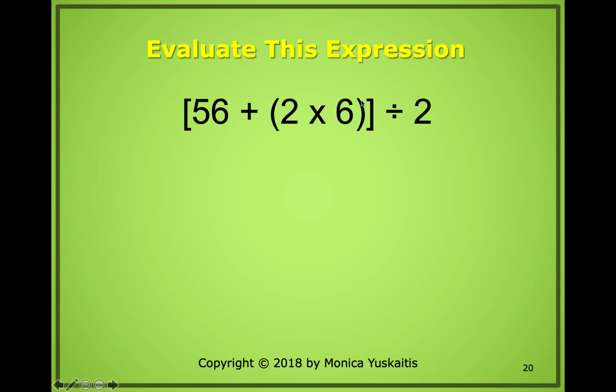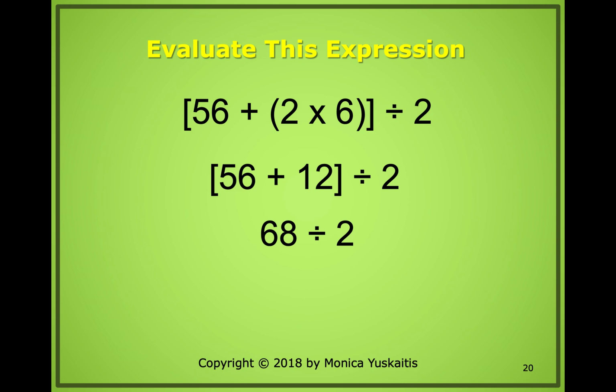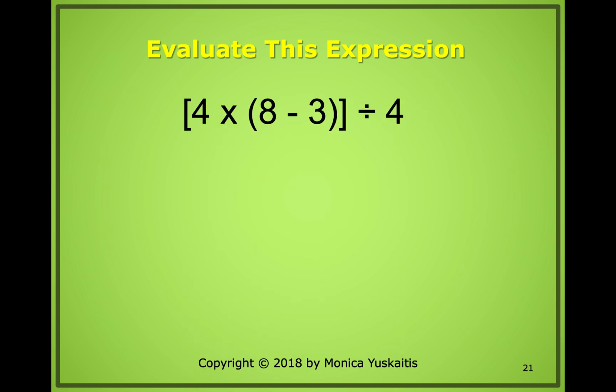Always start with the parentheses first, right? So I'm going to say the parentheses, 2 times 6 is 12. Notice again that it replaced the 2 times 6 with the 12. Then I'm left with the brackets. 56 plus 12 is going to be 68 divided by 2. And then you probably would have to write that out and figure out that answer to be 34. Okay?